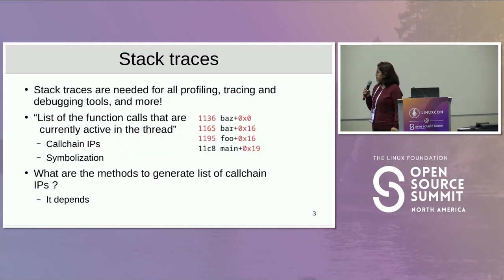So a stack trace is simply a list of function calls that are currently active in the thread, right? And we use stack traces for a variety of use cases. We need it for profiling, tracing, debugging tools, and more. And a useful stack trace like so will show you call chain IPs and some symbols associated with it. Now, symbolization is the process that makes it human readable, and may bring in not just function or symbol names, but also maybe file names and line numbers and so on.